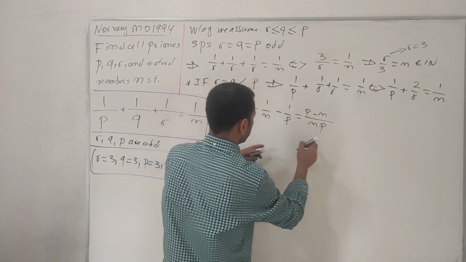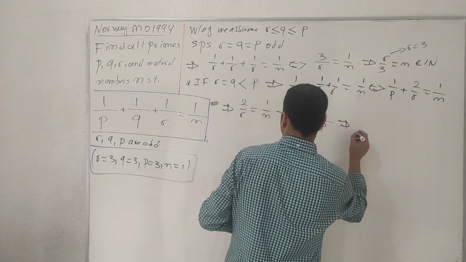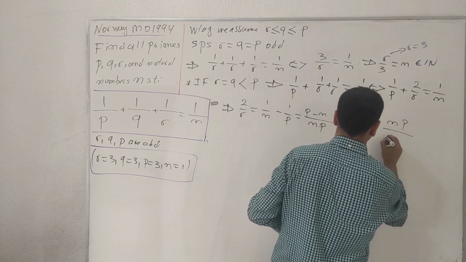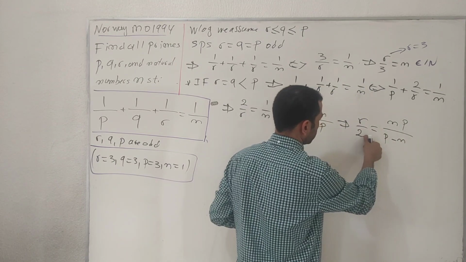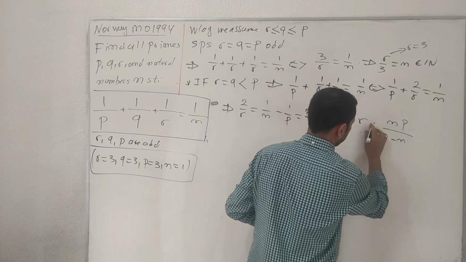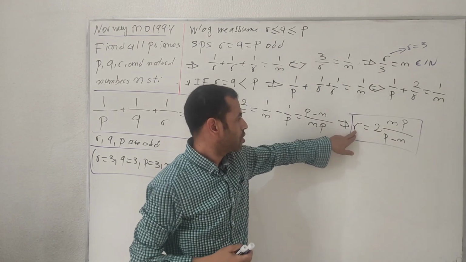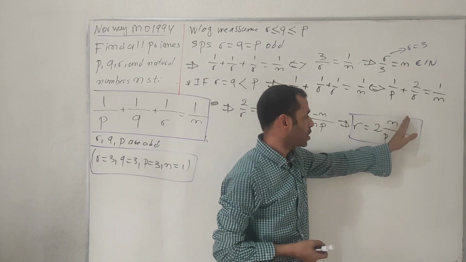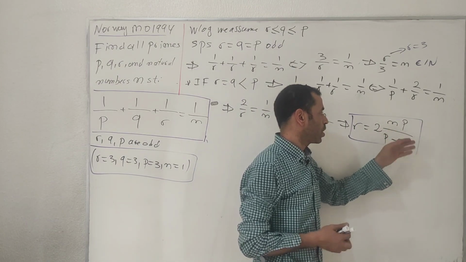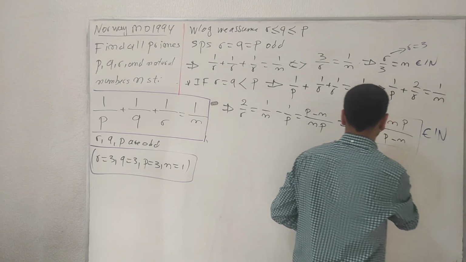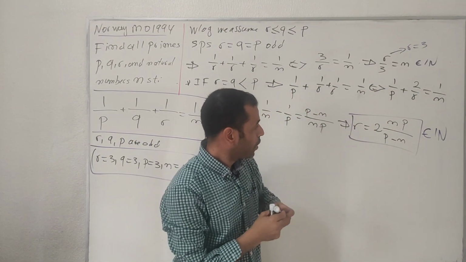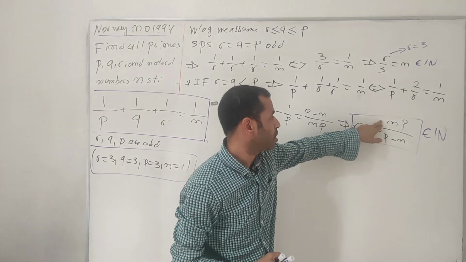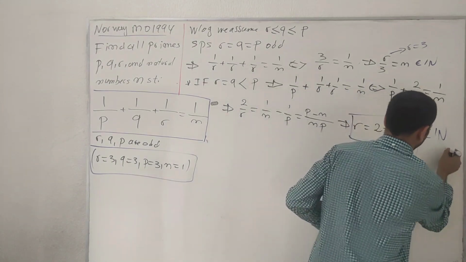I'm going to take the reciprocal of this one. I get r over 2 equals np over p minus n. By multiplying both sides by 2, I get 2 here. Since r is a natural number and also a prime, the right hand side of this equation must be a natural number too, because the left hand side is a natural number. In addition, r is an odd prime, but the right hand side of this equation is even, which is clearly a contradiction.